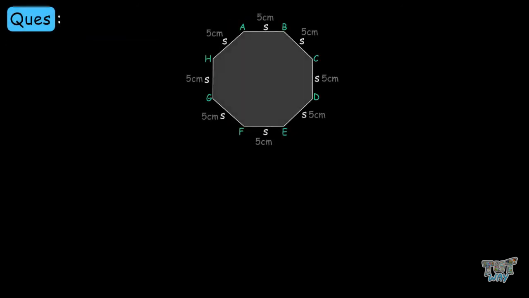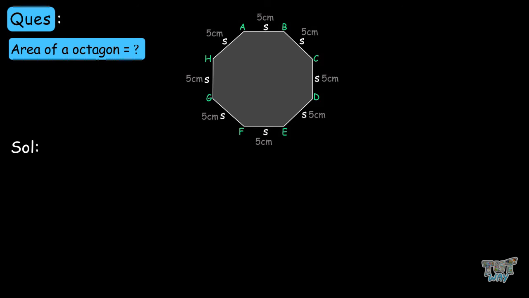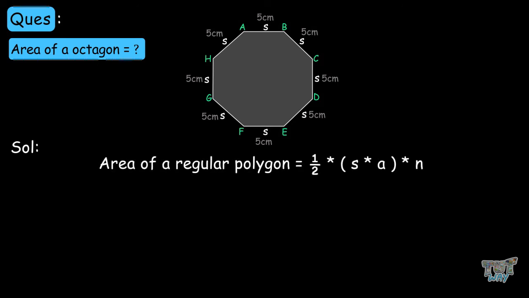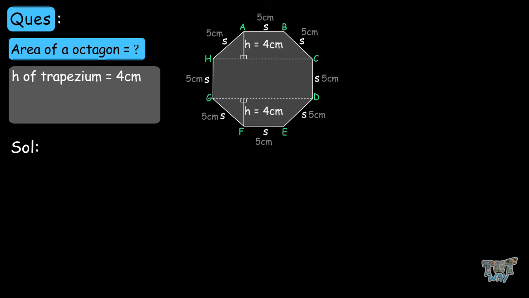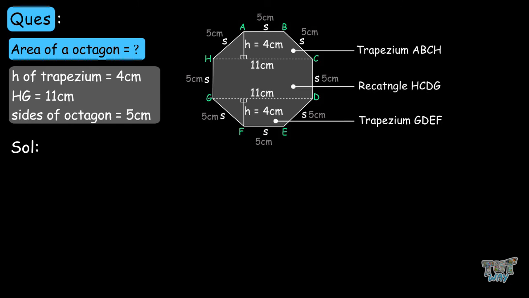Now here we have a regular octagon. We know the area of a regular polygon is half multiplied by s, a, into n, where a is the apothem, but we are not given the apothem in this figure, so we'll be using the other method. We are given the height, which is 4 centimeters inside of the octagon. We are also given that one of the parallel sides is 11 centimeters and the other is 2. The side of the octagon is 5 centimeters. So we can divide this into 2 trapezium and 1 rectangle.